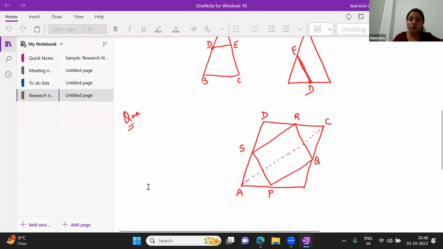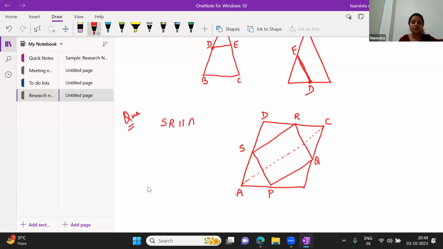Okay, so here the theorem says that ABCD is a quadrilateral and PQRS are midpoints of the sides AB, BC, CD and DA. AC is the diagonal. As you can see, AC is the diagonal in this figure. Show that SR is parallel to AC. And also show that SR is equal to half of AC. This is the first thing we need to prove. The second part is to show that PQ is equal to SR. And the third one, PQRS is a parallelogram.